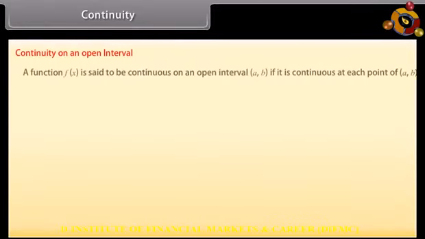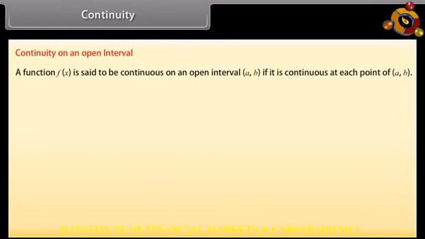Continuity. Continuity on an open interval. A function f(x) is said to be continuous on an open interval (a, b) if it is continuous at each point of (a, b). Continuity on a closed interval.